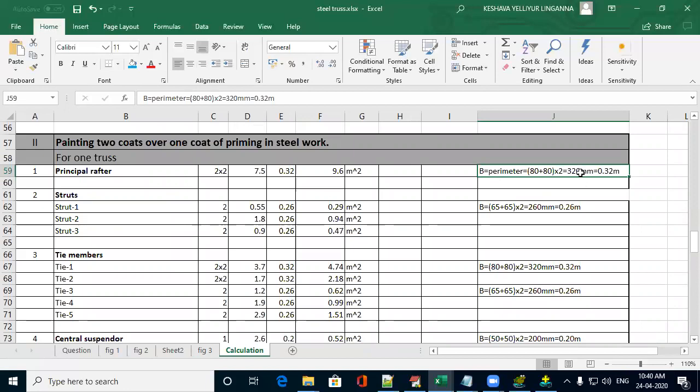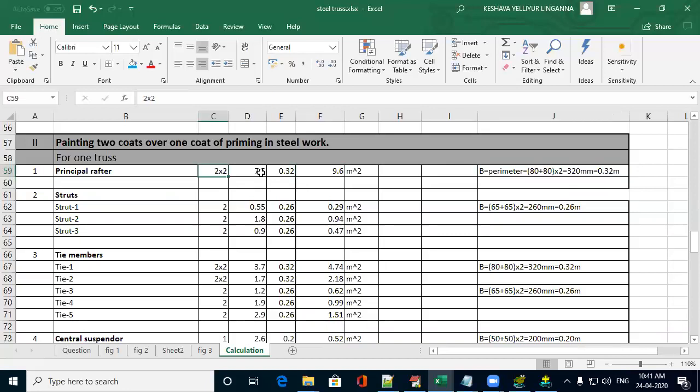You might be thinking the principal rafter is of 80 by 80 by 8. That 8 thickness is neglected. The thickness of the angle should be ignored since it is very, very small. You have to take only the faces. And multiply this length and breadth, you will get the total area.